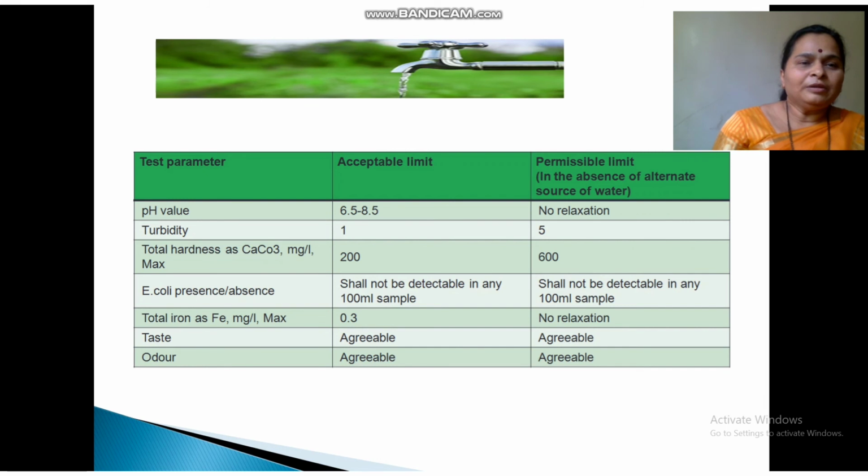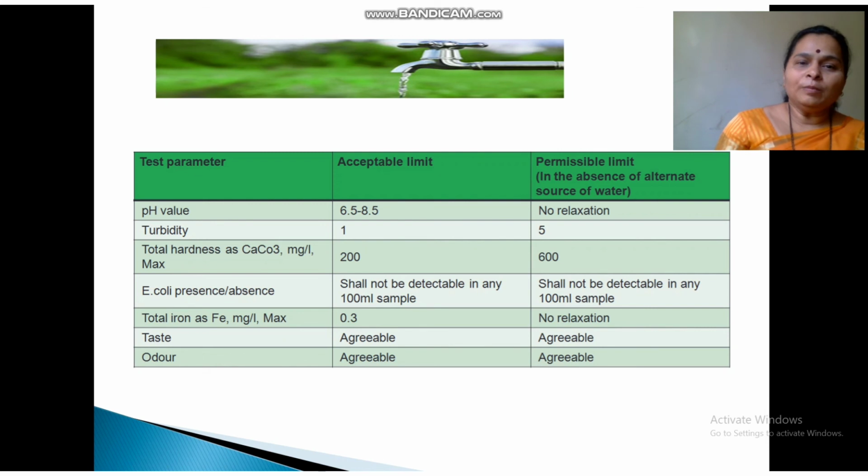Test parameters are pH value, then turbidity, total hardness, then E. coli presence, total iron as Fe, taste and odor. Then the acceptable limit and permissible limit are also given. Acceptable limit for pH is 6.5 to 8.5, that means slightly alkaline. Then the permissible limit is no relaxation.